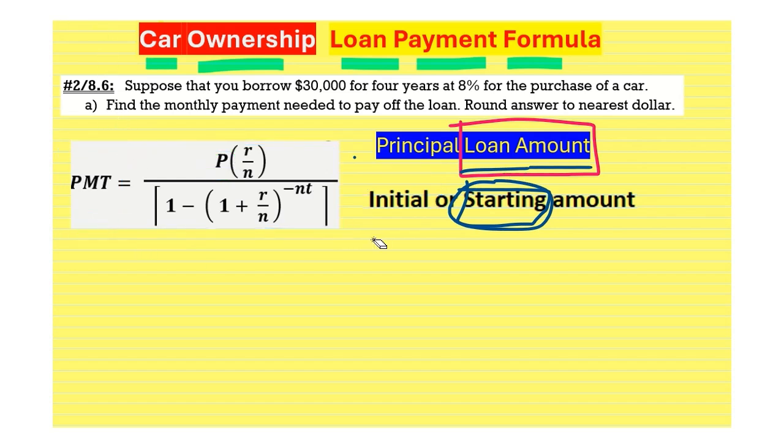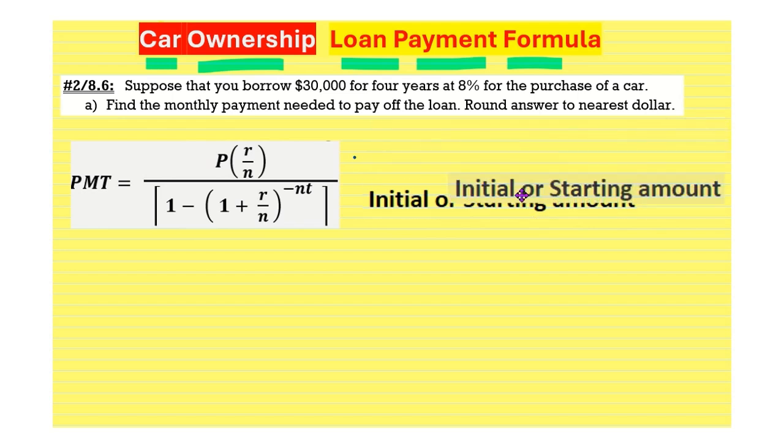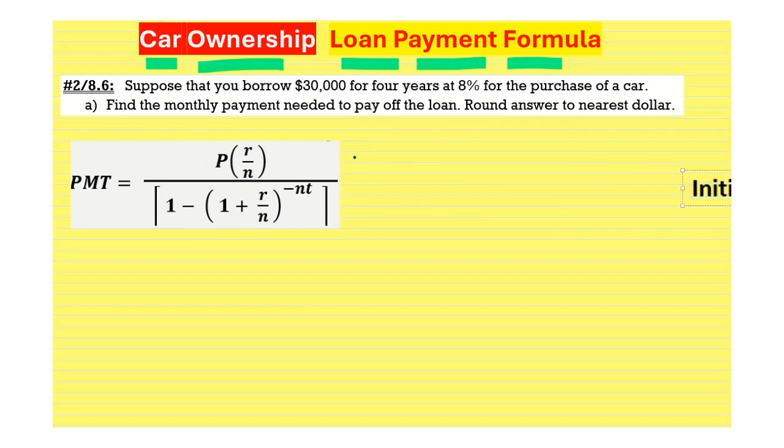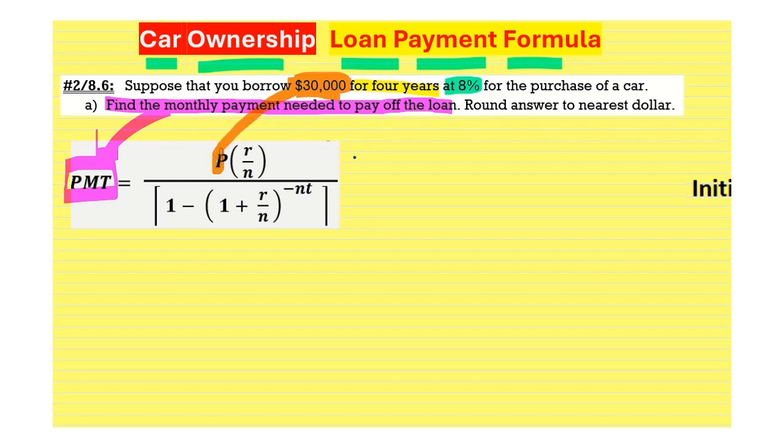And now let's go ahead and read our word problem, see what it is we're going to find. Okay. So our word problem says that we are going to borrow $30,000 for 4 years at 8% interest for the purchase of a car. And we want to find the monthly payment needed to pay off the loan. So the payment is what we're going to find. They gave us all this other information. They gave us the $30,000, which is the loan amount. That is going to go in the P position.